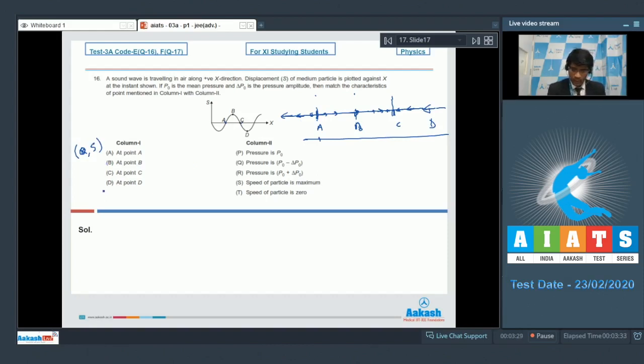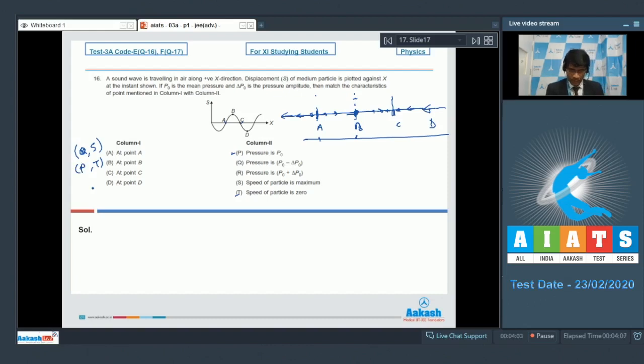For option B, this is the point B here. It is at the maximum displacement, so the speed will be 0, or in fact the speed will be minimum, I would say. So the particle's speed will be 0. This is the matching answer here. And the other part would be, since this point is at the maximum displacement, the pressure here will be at its average value. So I would say this point corresponds to the pressure of P0 itself. So it will be matching with P.